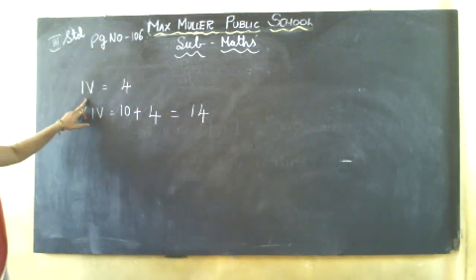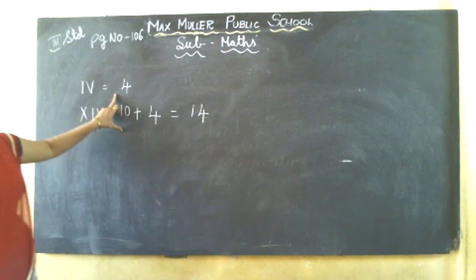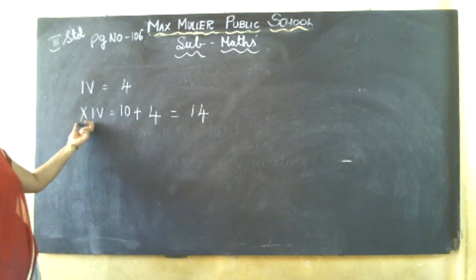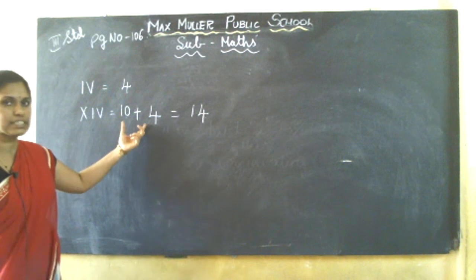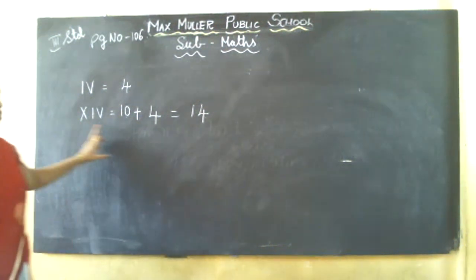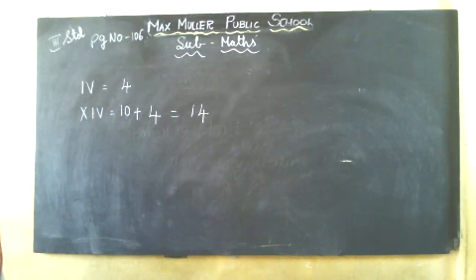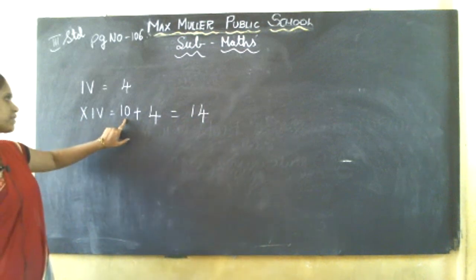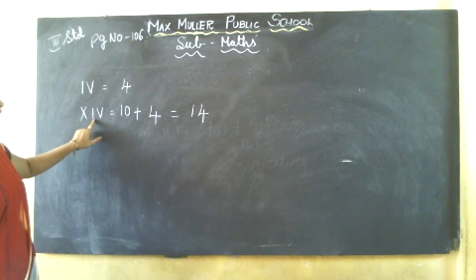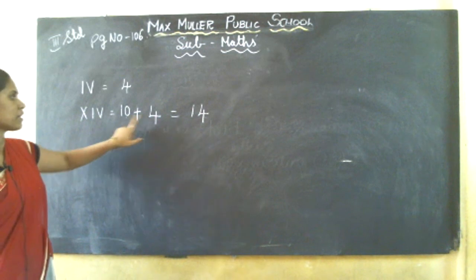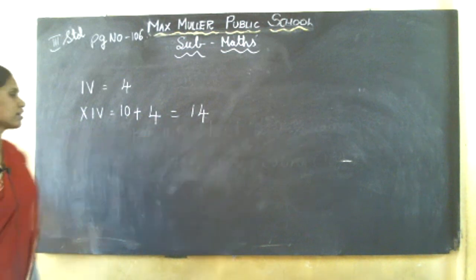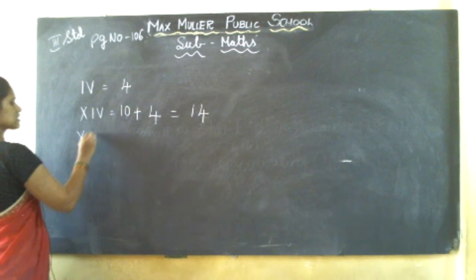If they give it like this, you can write easily. But if they give it like this, what do you have to do? You have to split and write it down. So X, only one X is there. So we'll write 10 plus VI, V means 4. 10 plus 4 is how much? 40.